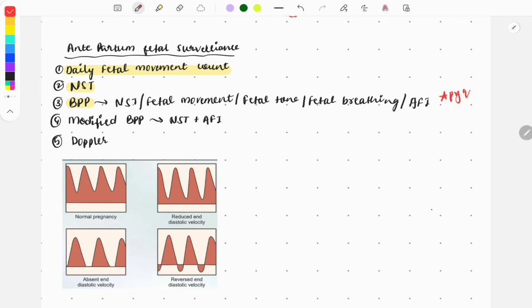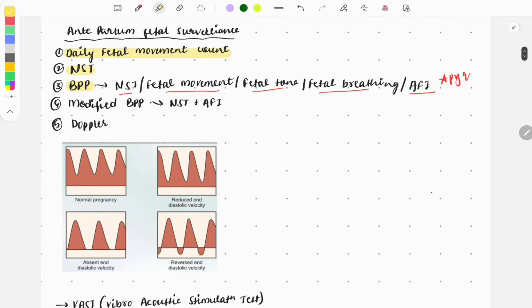Okay, so it includes the non-stress test, then fetal movement, fetal tone, fetal breathing, and the amniotic fluid index. Likewise, there's another parameter called the modified biophysical profile, in which there will be a non-stress test and the amniotic fluid index.